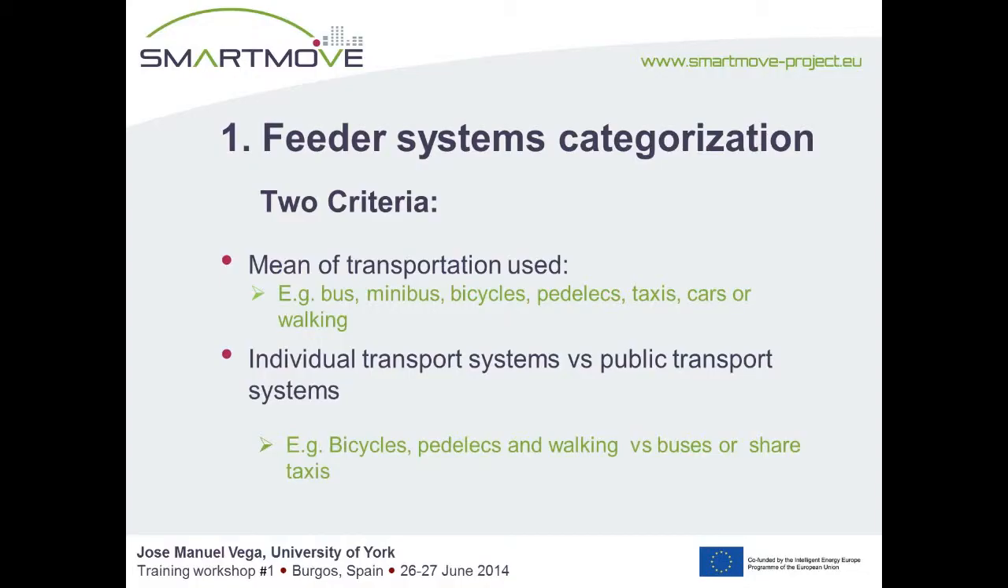Okay, so we go first. I will say the two criteria we use. So, the means of transportation used. So basically bus, minibus, bicycles, pedelecs, which are electric bikes, taxis, cars, and walking.